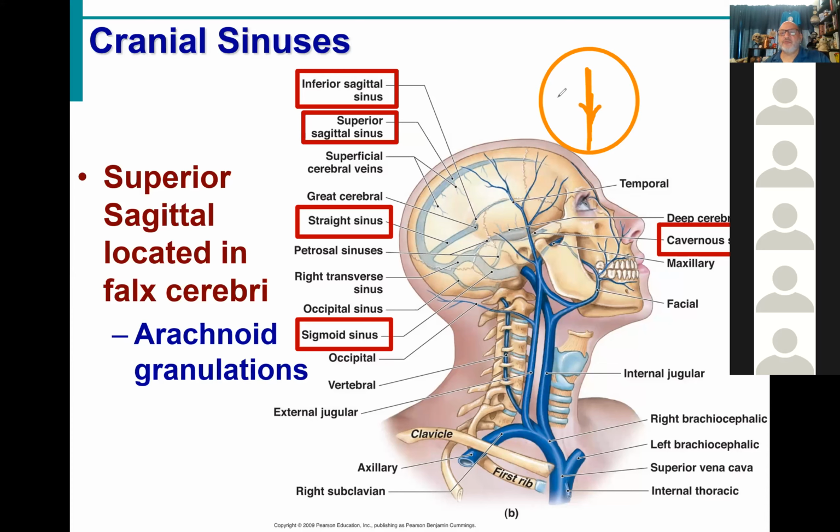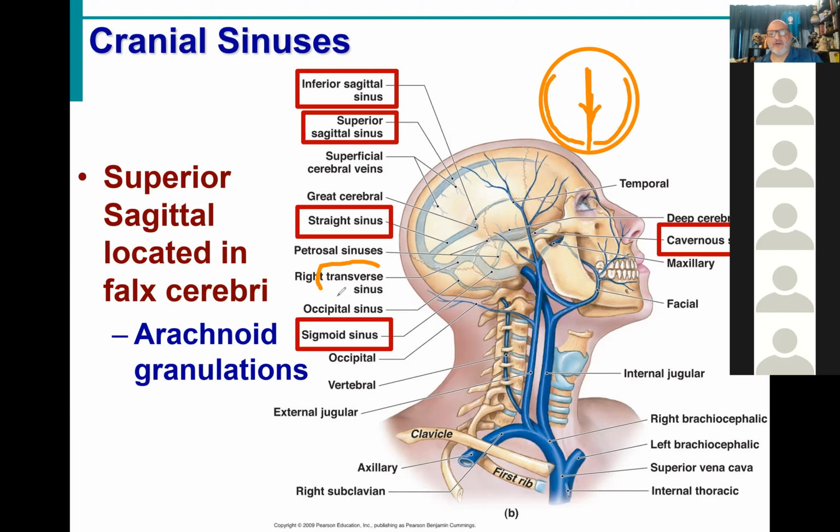But notice there isn't really much of anything to drain the lateral aspect of the cranial cavity. Wouldn't it be convenient to have a blood vessel that kind of ran along the inner surface on the lateral aspects to help to drain blood into that sigmoid sinus? What might something like that be? Would be the transverse sinuses.